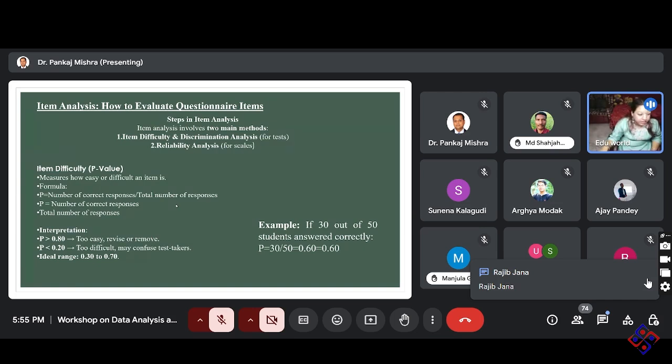Item difficulty is when you want to see whether the questions that you have framed are actually easy or difficult, and how many people have answered correctly. For finding out the item difficulty, first you have to find out how many students have answered correctly. There are 50 students and out of 50, 30 of them have answered correctly, and you will divide 30 by 50, and the answer that you are getting is 0.60.